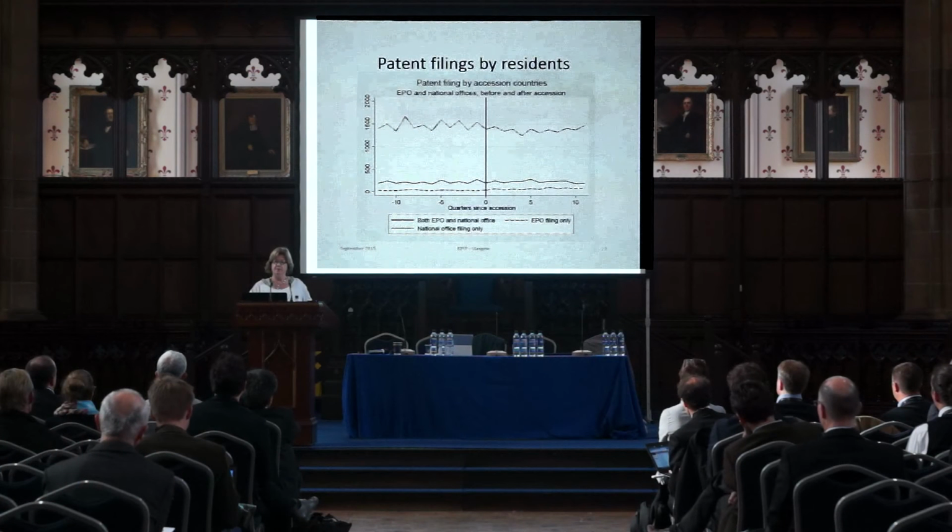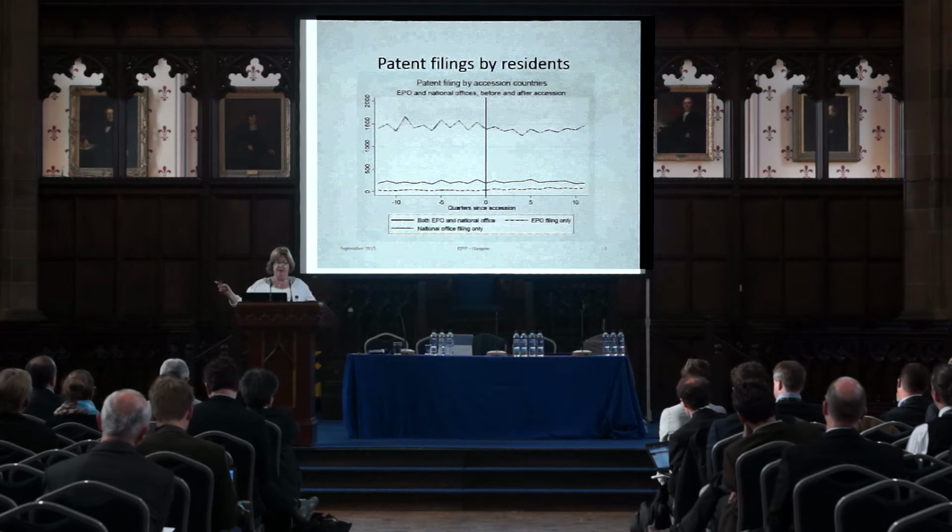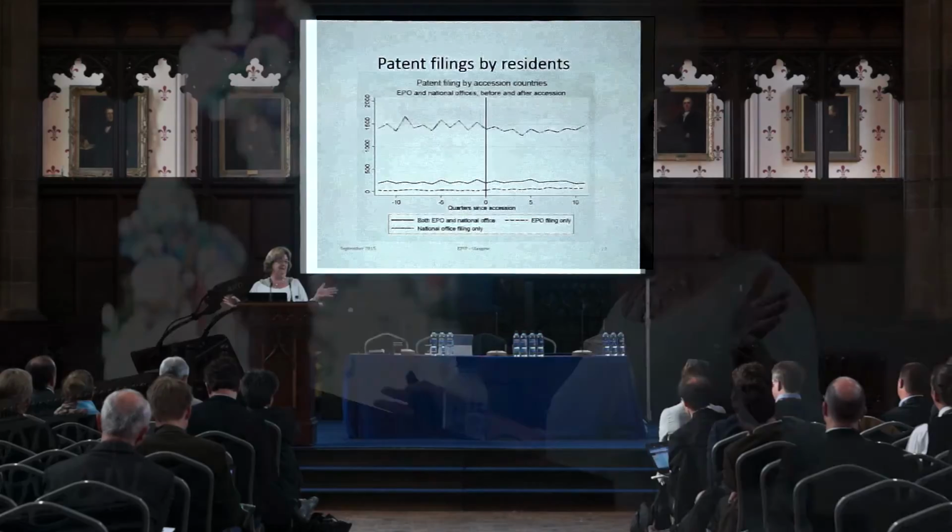So where's the mystery here? The mystery is the middle line, okay? At the red line, it becomes free to get a patent in my country by filing at the EPO and validating in my country. Nearly free, not completely free, okay? I do not change my behavior at all. So it's really a puzzle. These guys are applying for patents at the EPO. These are residents of the accession countries, and they're applying for national patents on the same invention, and they're not changing their behavior. Now, we can think of some reasons for that, okay?